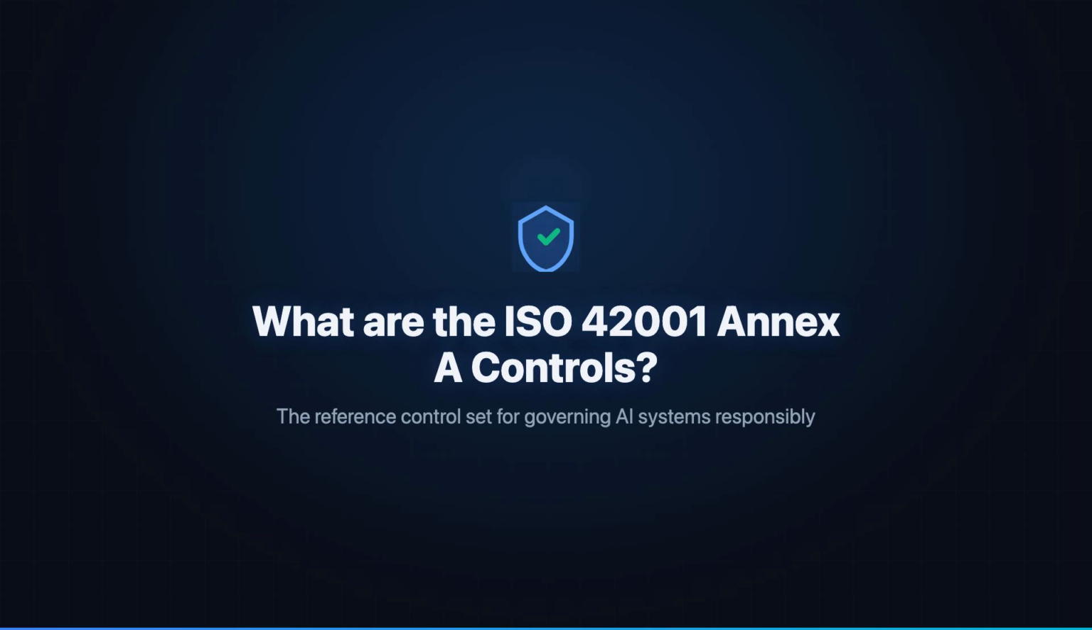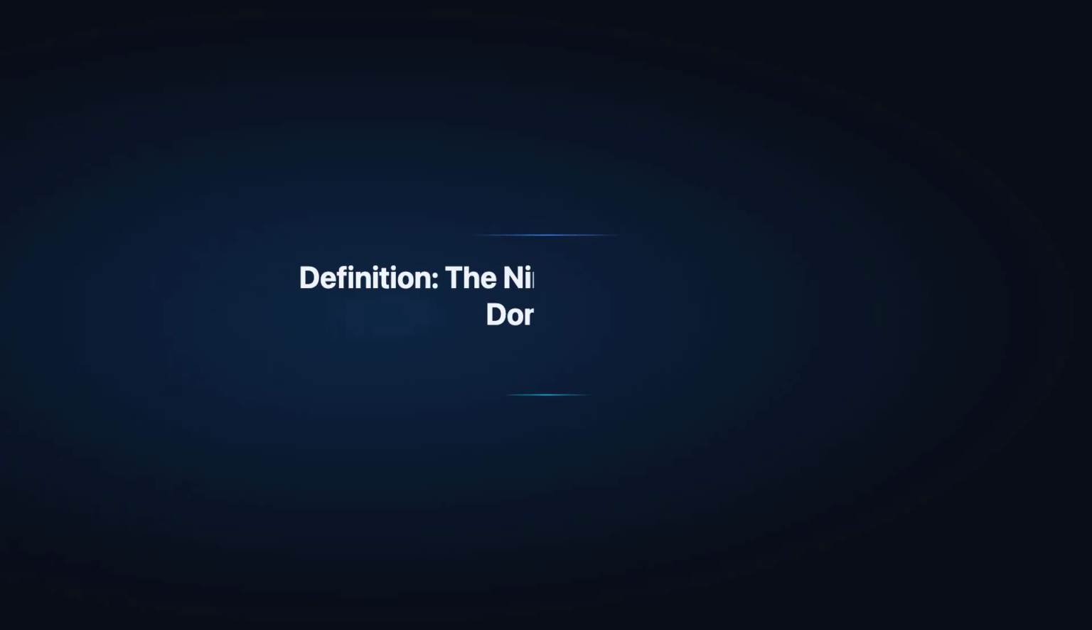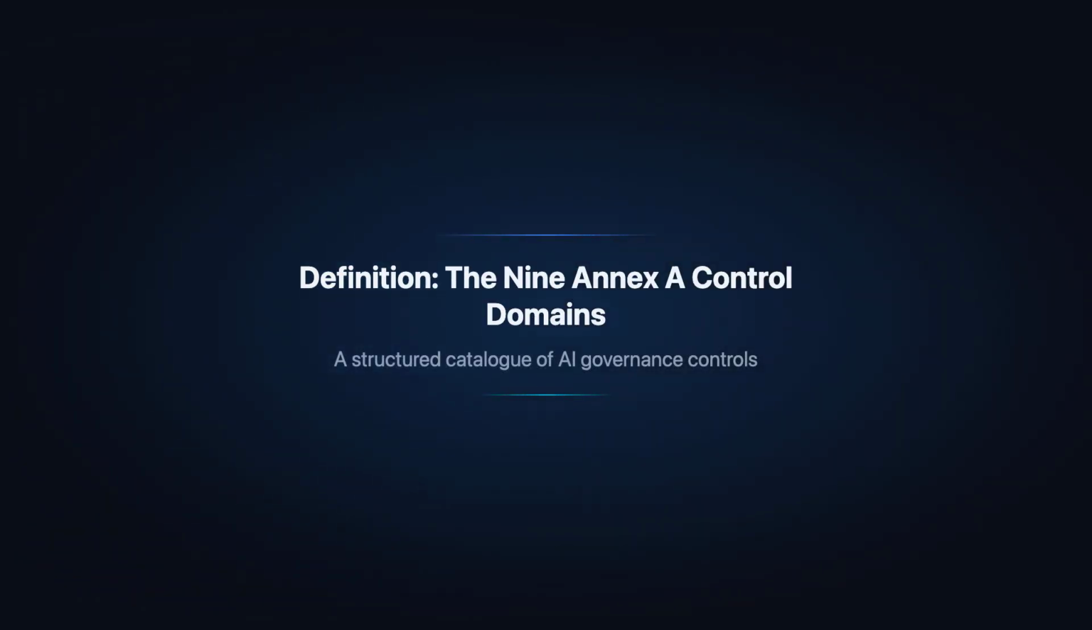Let us get started. Let us begin by mapping the 9 control domains that make up ISO 42001 Annex A. Annex A organizes AI governance controls across 9 distinct domains.